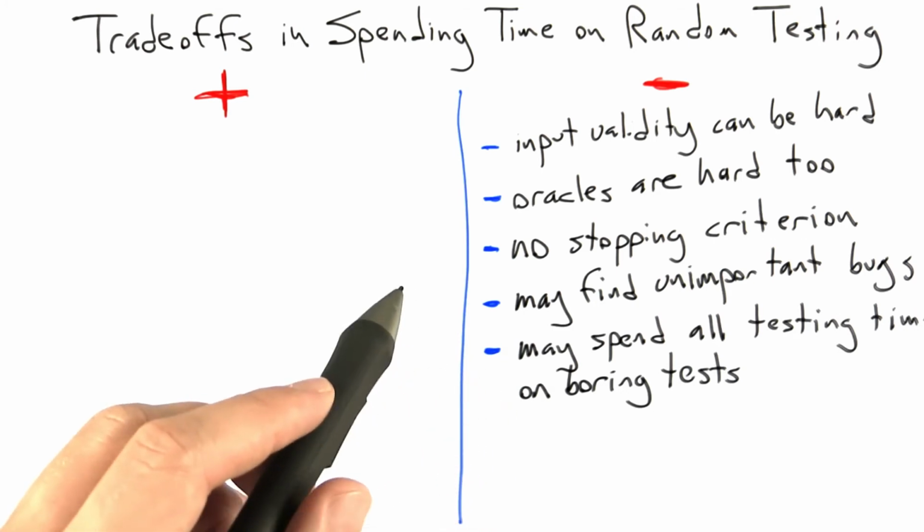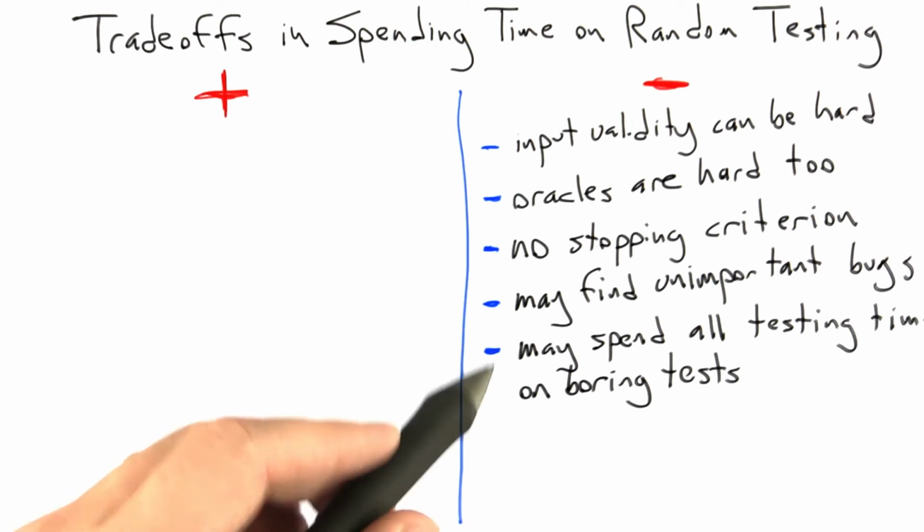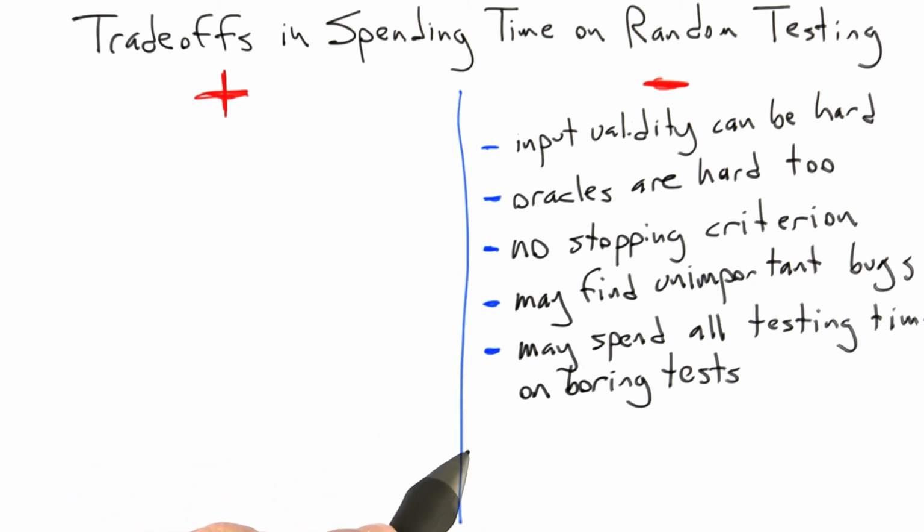It's not uncommon for a simple random tester to spend all of its time performing boring tests. So for example, if we do a bad job generating HTML, then maybe all of our tests result in rejection by the HTML parser, and we never find anything interesting.